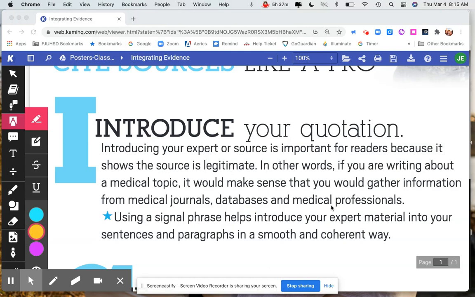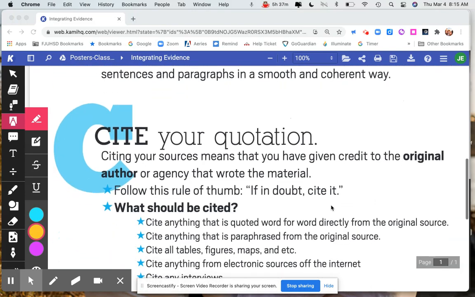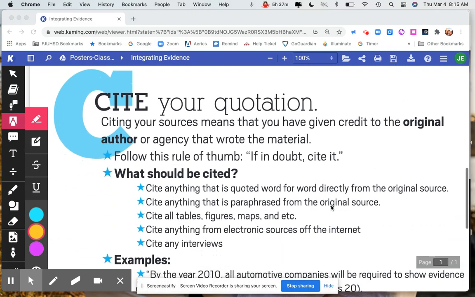If you don't introduce your evidence to your reader, we don't have any sort of background of where this quote came from, why you're using it, what's the credibility of it. So we use signal phrases to help introduce your source and your credible information. So introduce is your I, cite is your C.